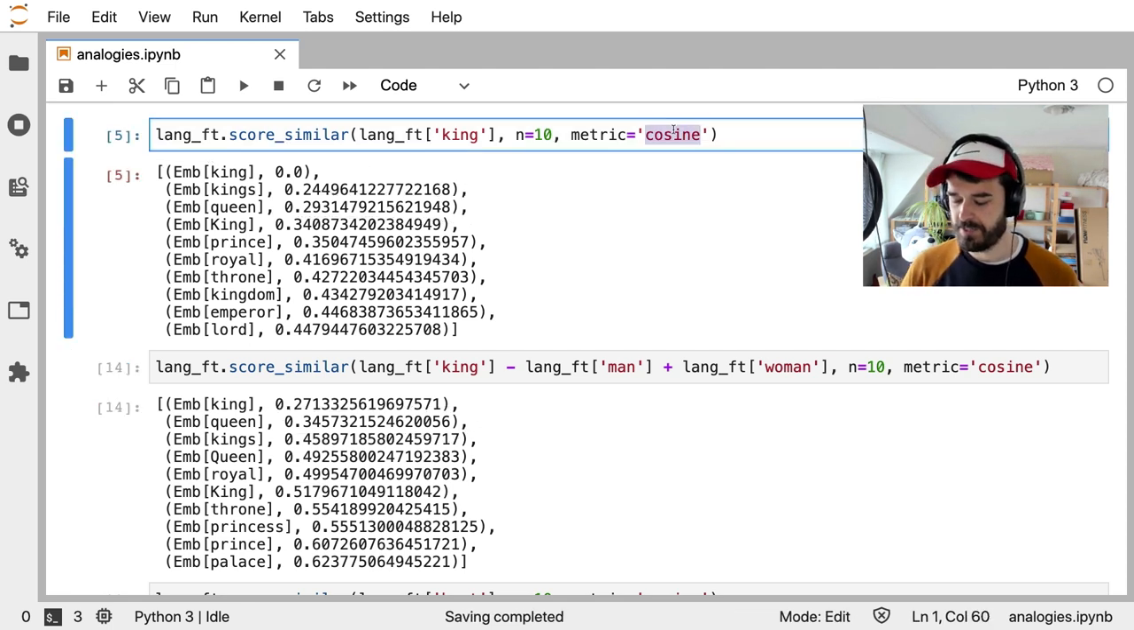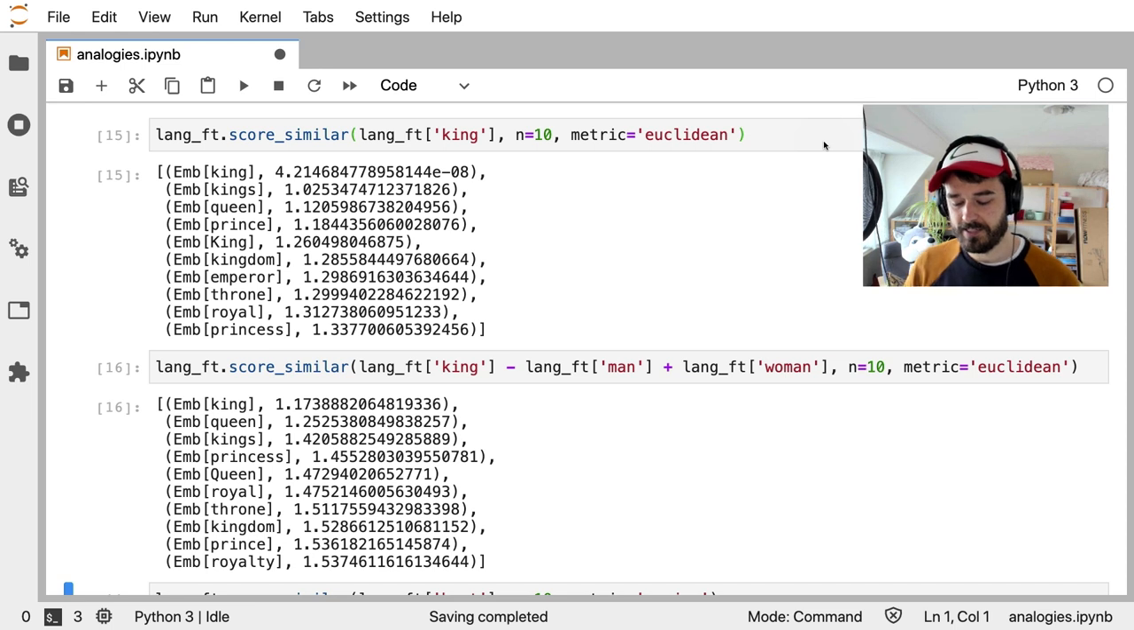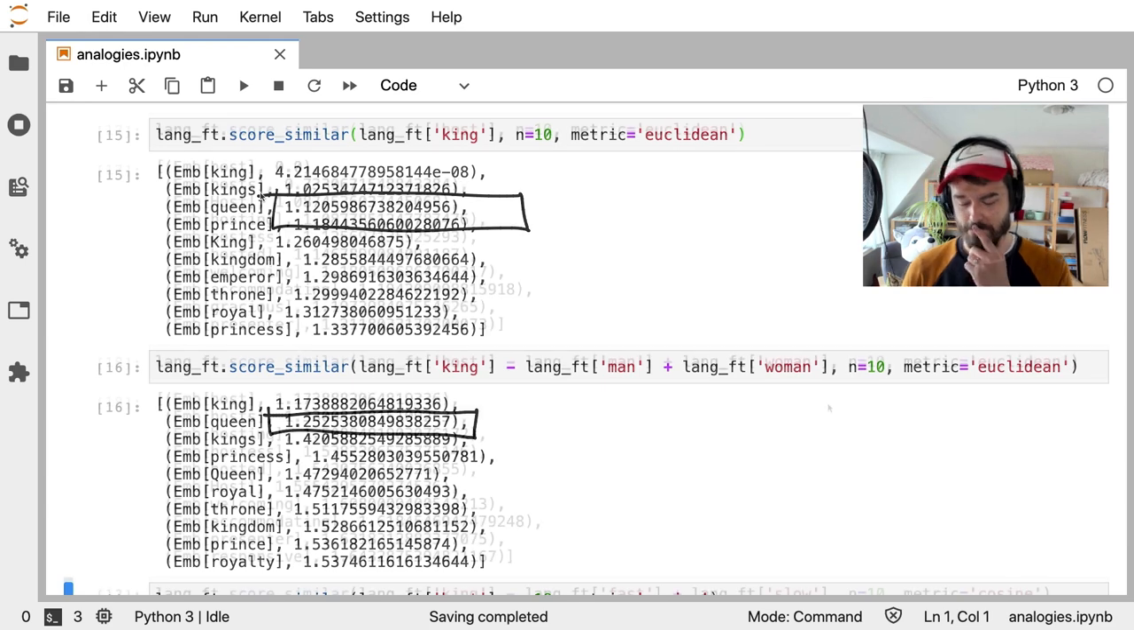Now, what you could do is you could say, well, I'm not interested in cosine distance, I want to use Euclidean. But the moment that you do that, you get the same result. The numbers are different, but also here, king is on top and the distance for queen has actually increased. So something really fishy is going on here.